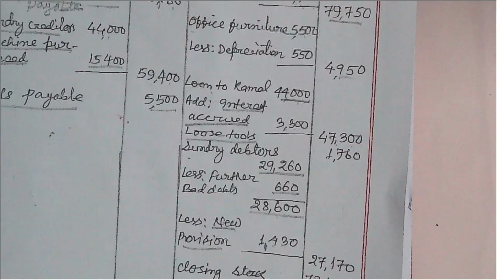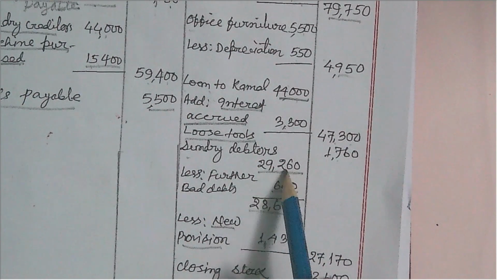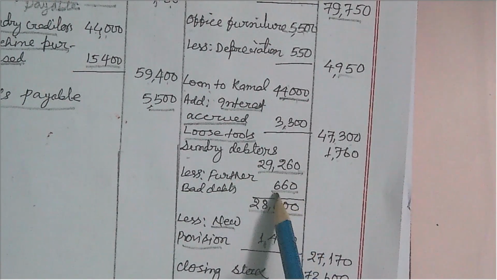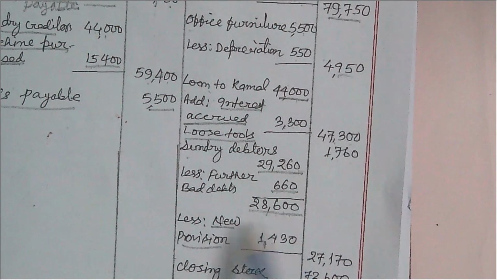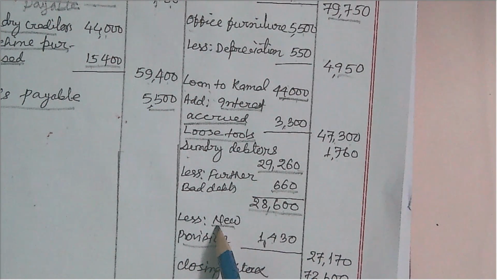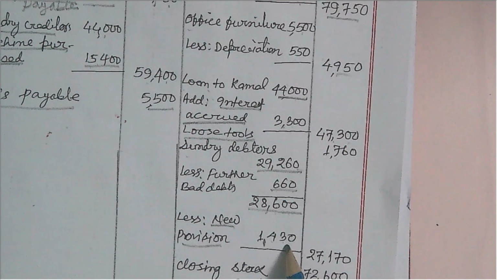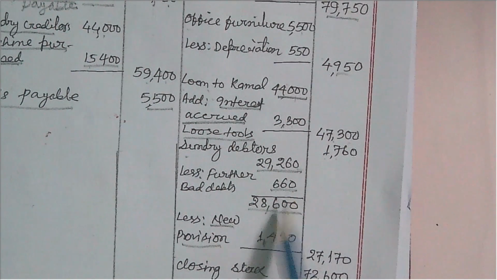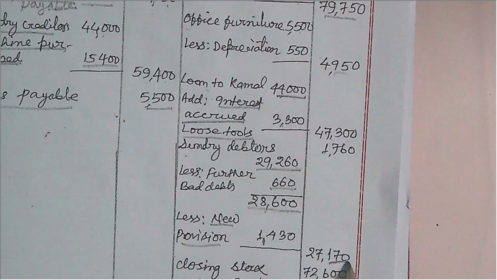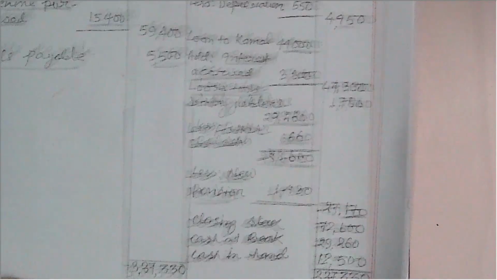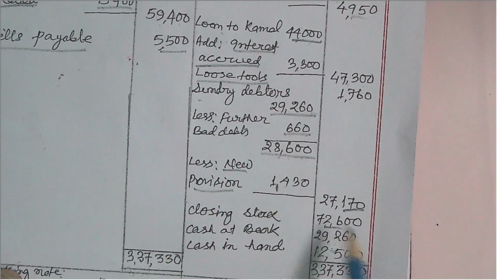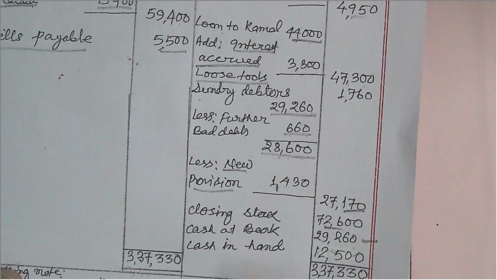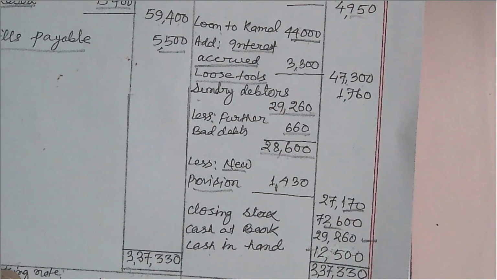So here it is done. 29,260, so new further bad debts 660 is deducted, and the balance is 28,600. On this 28,600 you have to calculate 5% provision. Then you will get 1,430, and you minus it, and 27,170 is the debtors balance. And closing stock balance is given, 72,600. Cash at bank is given as an asset, and cash in hand is given 12,500.